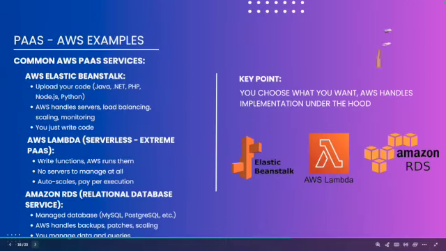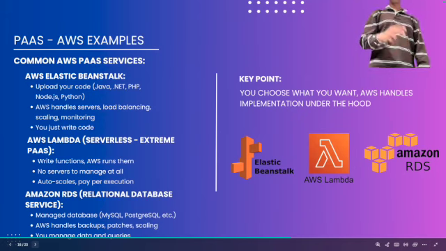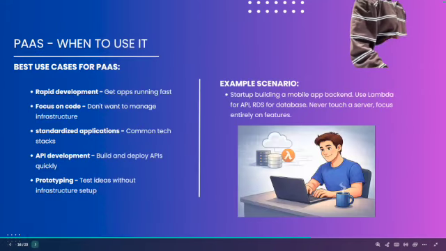Examples, as I said: Elastic Beanstalk, RDS, Lambda. All right, I will go more into depth on these when we actually cover what these services are. I won't go over it now. I just want to explain these 3 things.